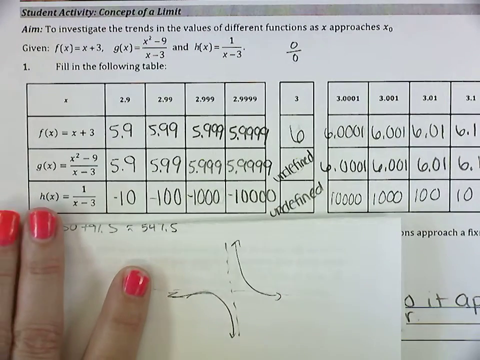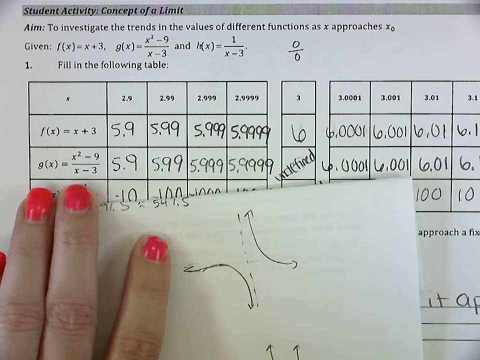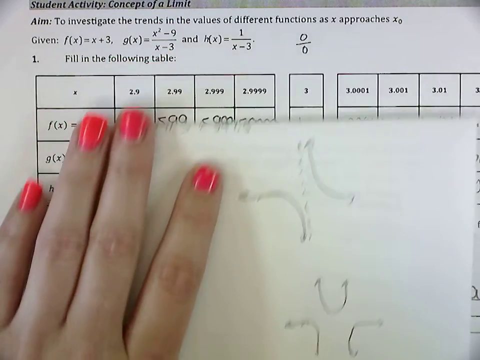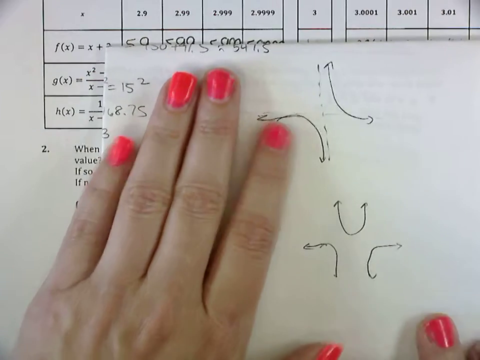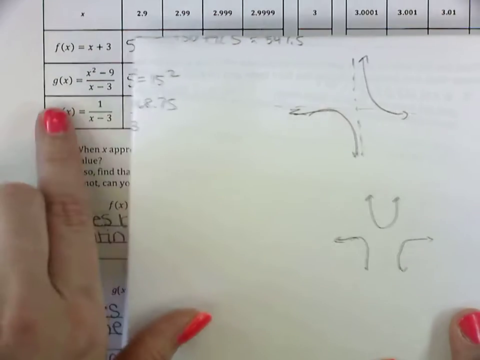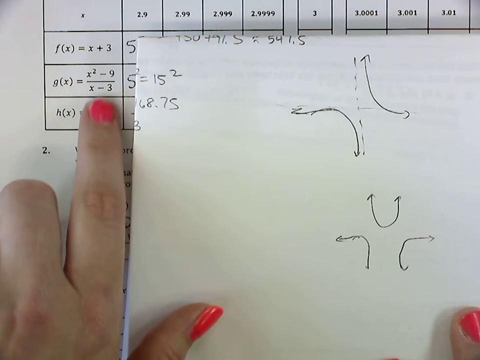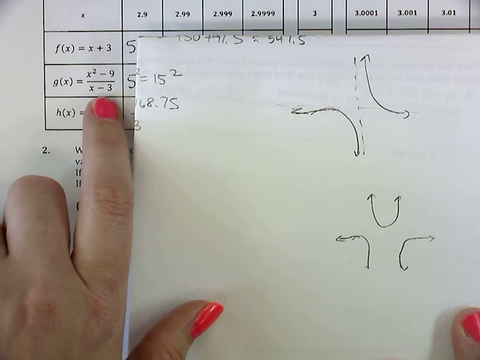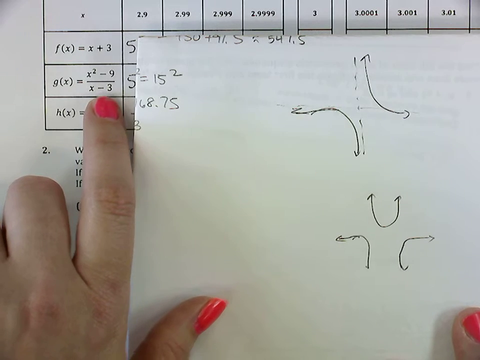Can you guys think about why that would be undefined for the rational function? What's happening there? Okay, there's going to be a vertical asymptote that's going to occur at x equals 3. Do you guys remember we found those? You'd set the denominator equal to 0 and solve. Okay.